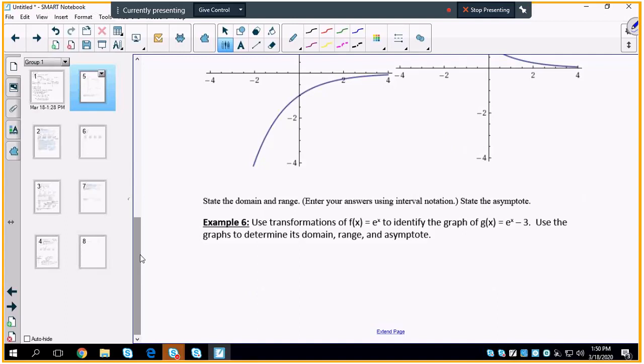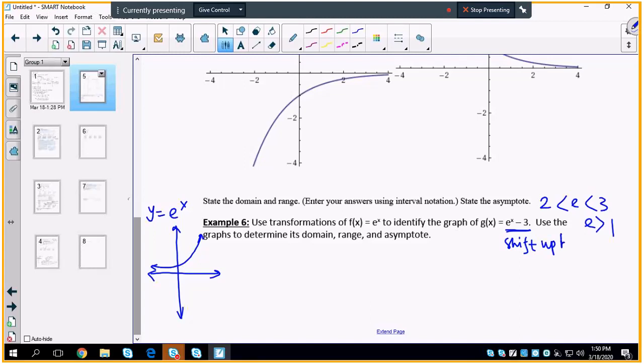The next question is asking, use transformation to find the domain, range, and asymptote for e to the power x minus 3. Now, as I have said, e is a number between 2 and 3. So e is at least greater than 1. So the graph of e to the power x, if you think of it, it's going to be the graph of this form. That's y equal to e to the power x. But now I have a transformation. And this transformation means I'm going to shift the graph. It is a change in y. So shift down by 3 units.